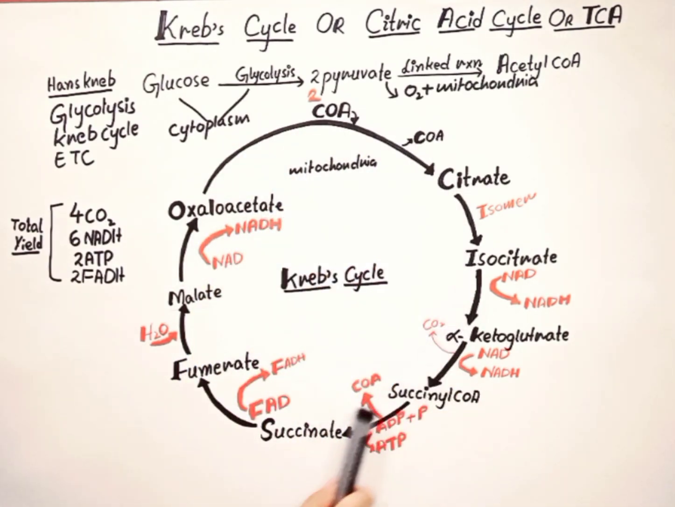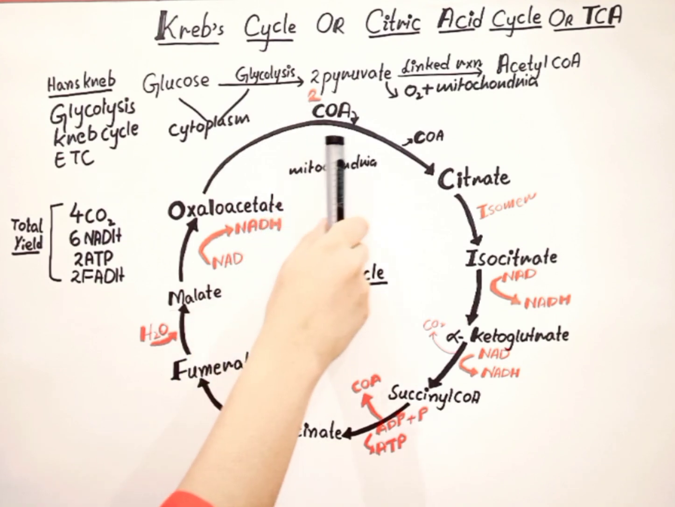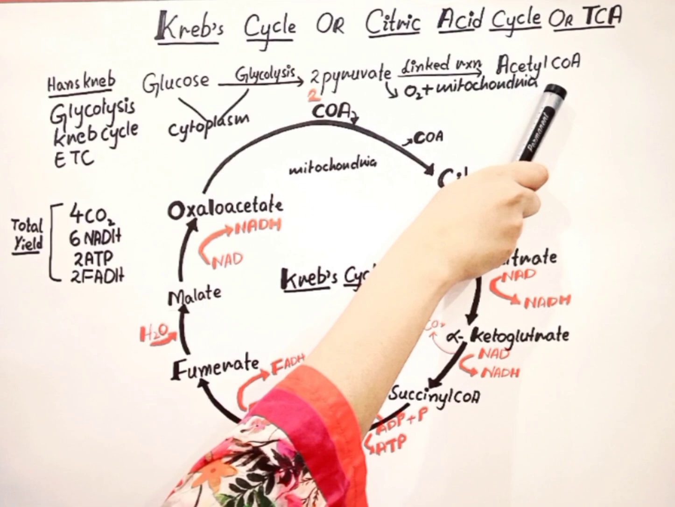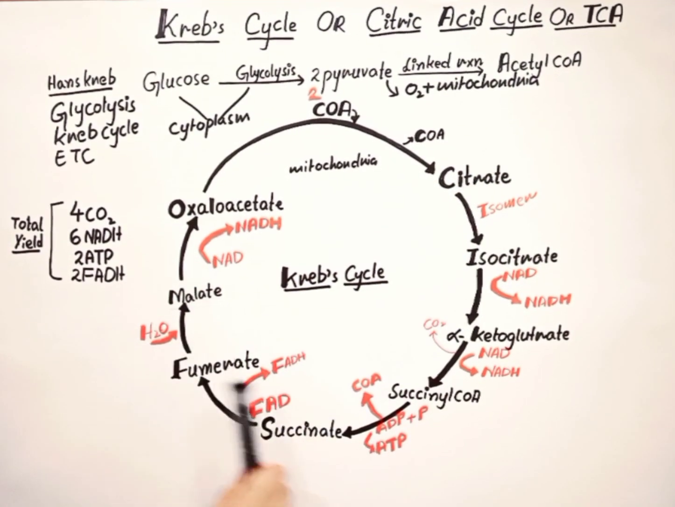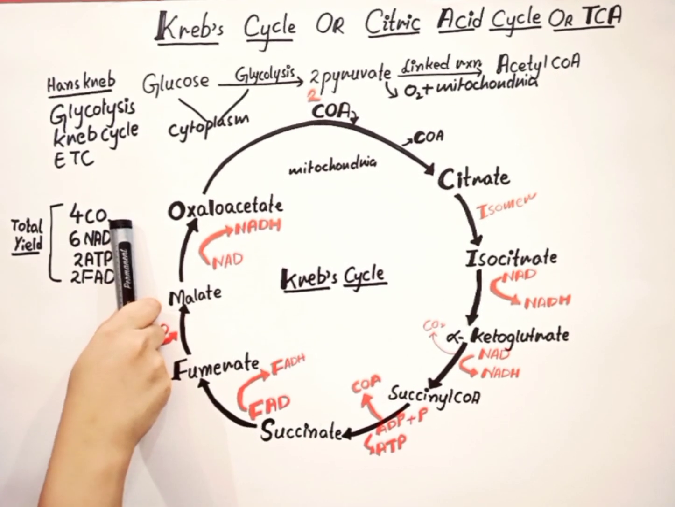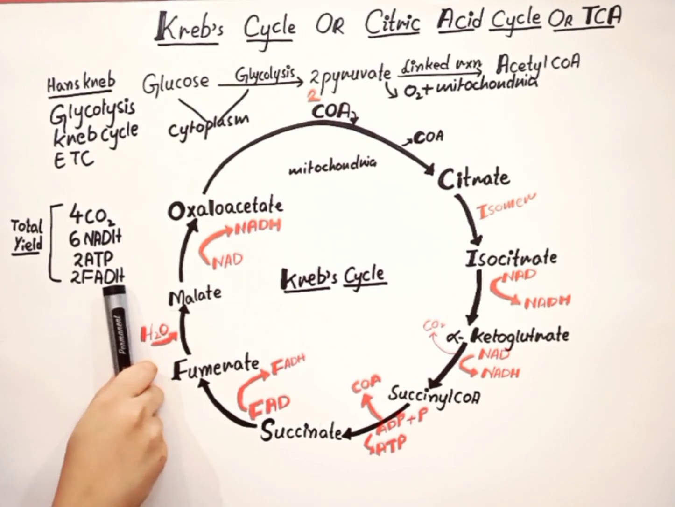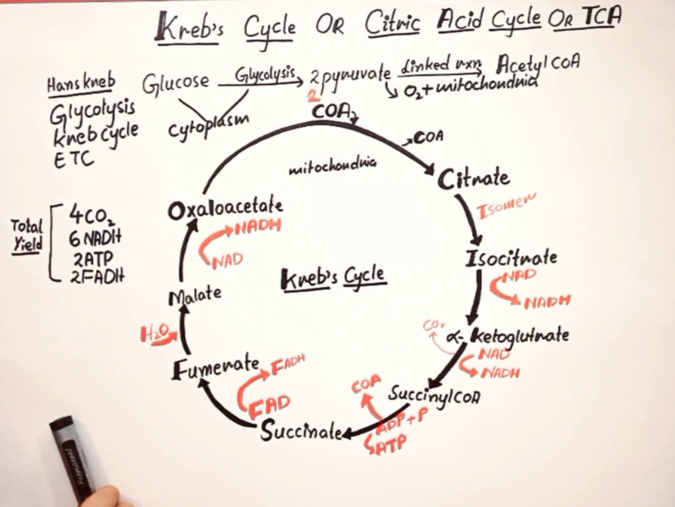This whole cycle will complete 2 rounds. As we discussed, 2 pyruvate molecules produce 2 acetyl coenzyme A. In this whole cycle, 4 carbon dioxide molecules, 6 NADH, 2 ATP molecules and 2 FADH molecules will form with each round. So this is all about the Krebs cycle.